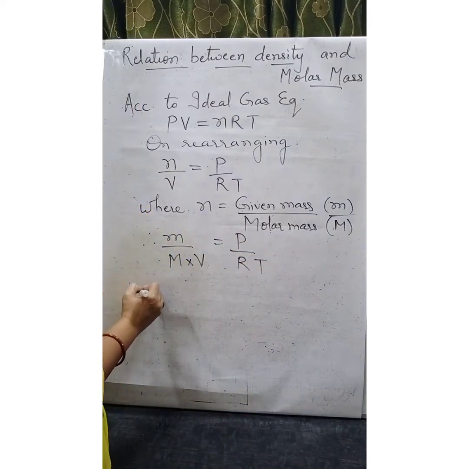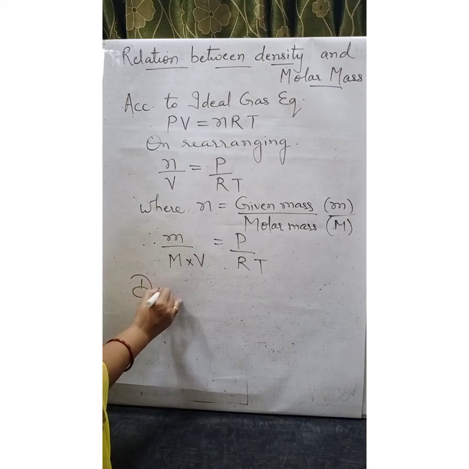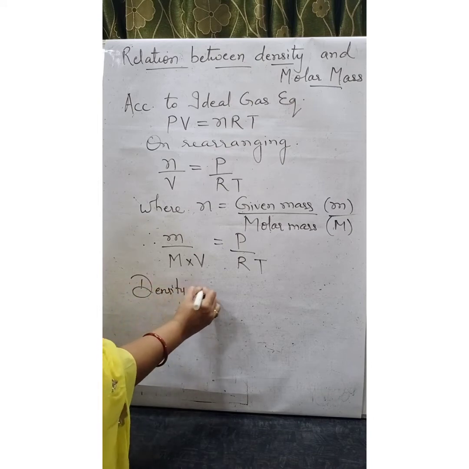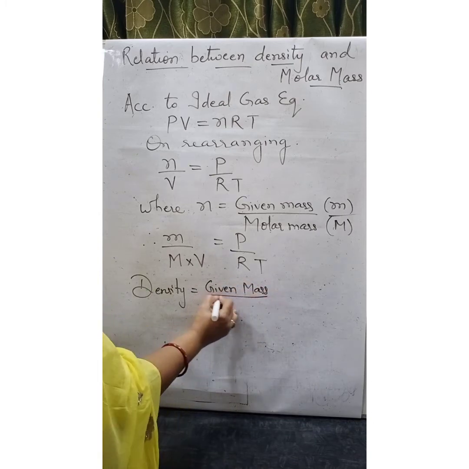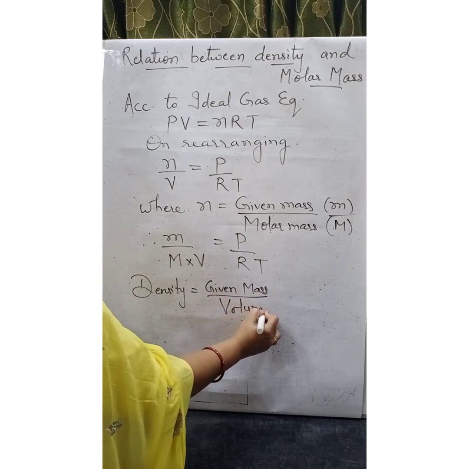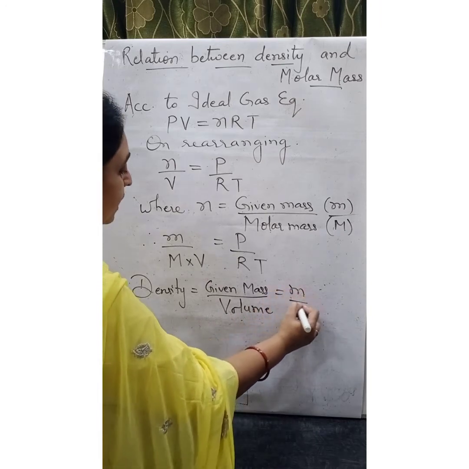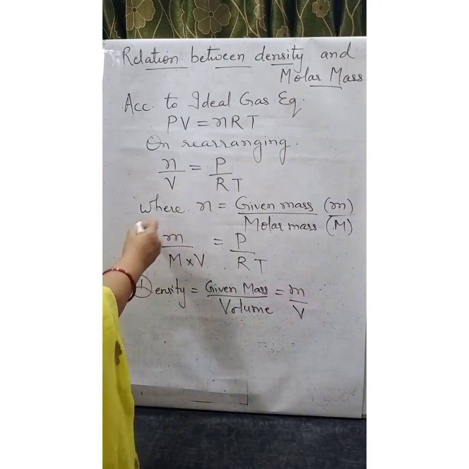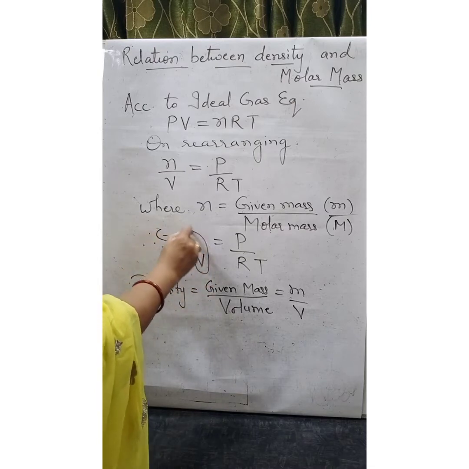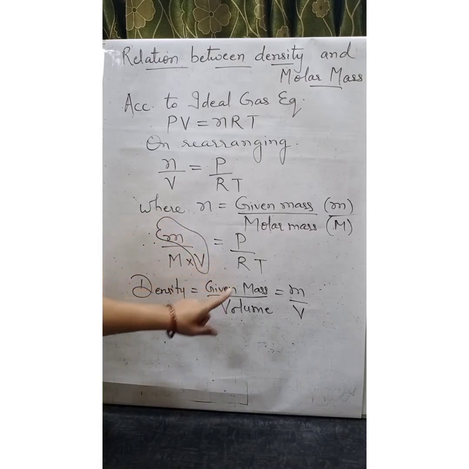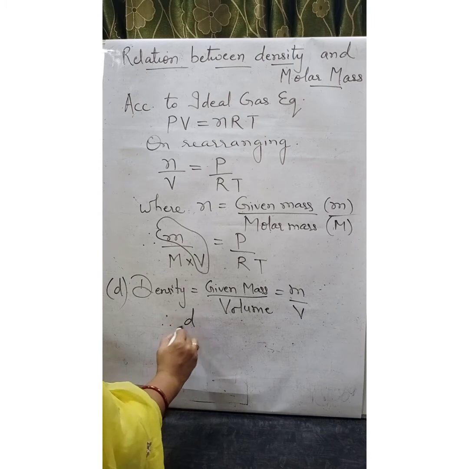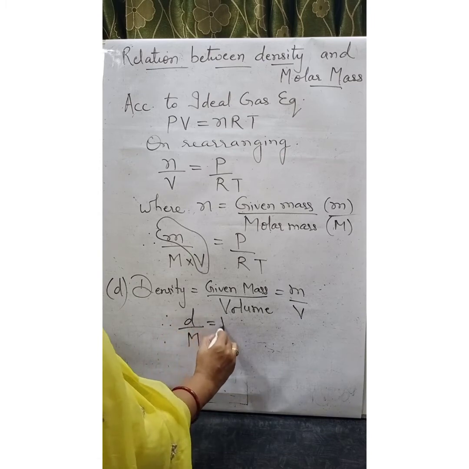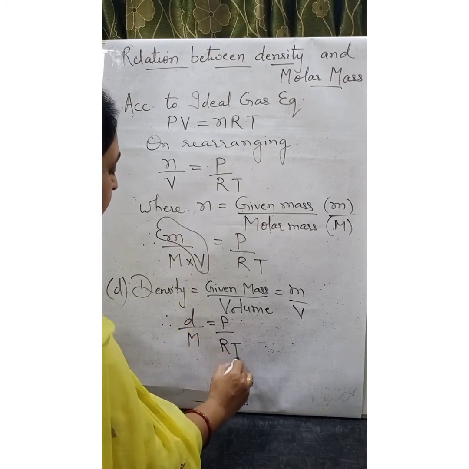Now, according to the definition of density, density is equal to given mass upon volume, that is equal to small m upon V. So, in the above equation, for this particular quantity, we can substitute density. Let this density be denoted by D. Therefore, D upon capital M is equal to P upon RT.